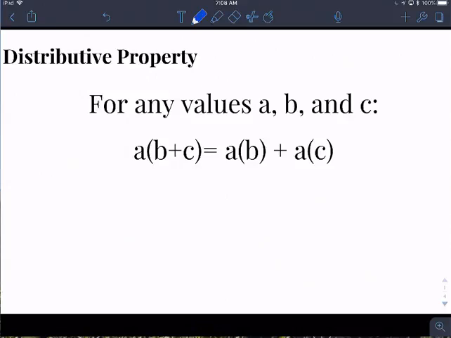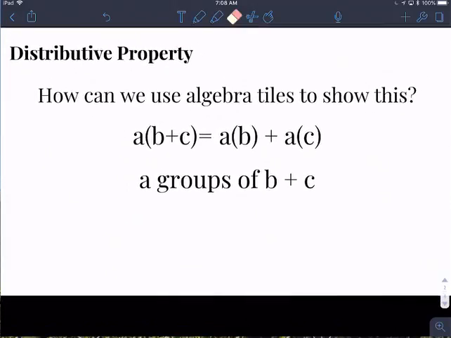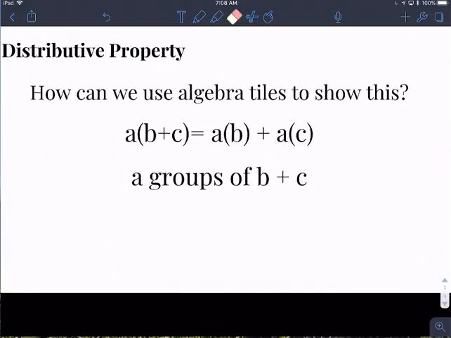So you're taking this number on the outside and you're multiplying it by B, and you're also multiplying it by C. So we're going to do some examples of that and see what that looks like. The thing is, we want to figure out how we can use algebra tiles to show this. When I look at this expression here, what I see is that they have A groups of B plus C. So let's do an example so that we can make sense of that, not using just variables.